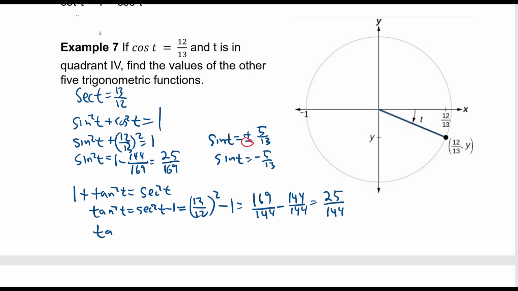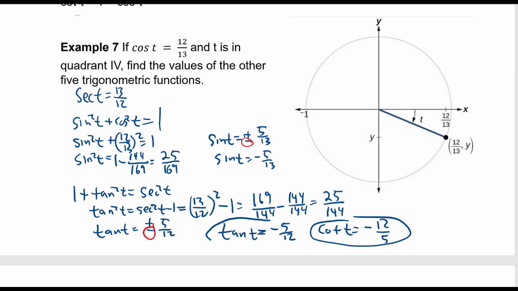So tangent of t would be plus or minus 5/12. Again, because of the quadrant we're in, it's going to be negative. So tangent t is going to be negative 5/12. Now we could have done that the easier way with sine over cosine. Sine was negative 5/13 over 12/13, which would have been negative 5/12. And now cotangent t is just the reciprocal, so negative 12 over 5.